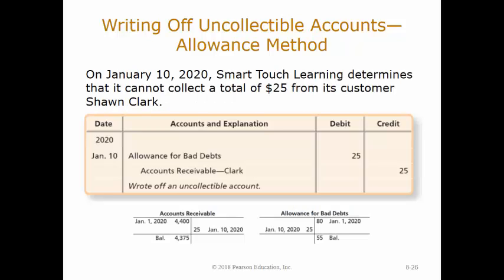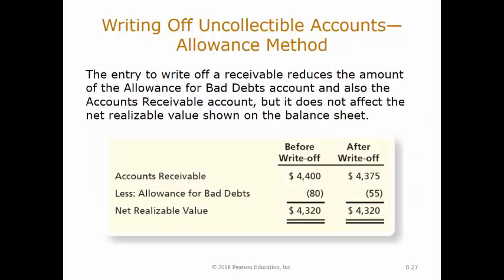On January 10, 2020, Smart Touch Learning determines that it will not collect $25 from customer Sean Clark. The allowance for bad debt account is debited for $25, and the account receivable Clark account is credited for $25. The entry to write off a receivable reduces the amount of the allowance for bad debts account and also the accounts receivable account, but it does not affect the net realizable value shown on the balance sheet.